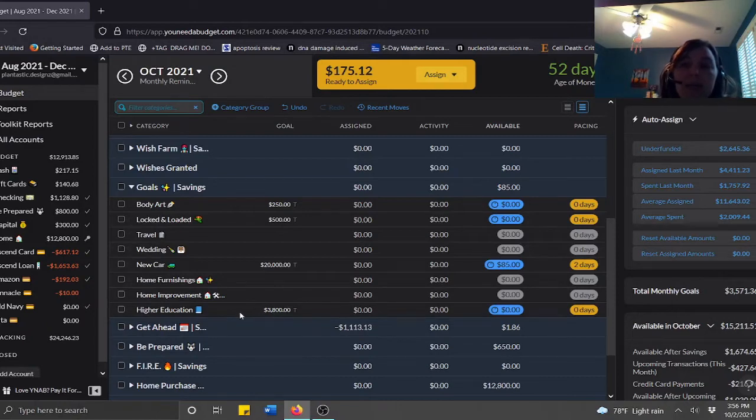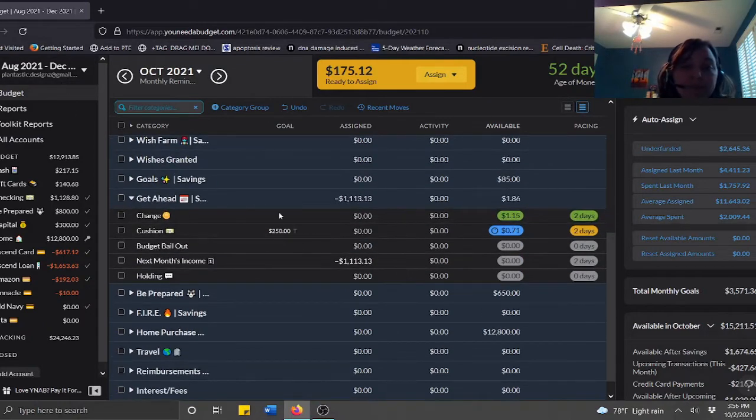I am thinking about going back to school and getting a second degree, but I'm not sure exactly what I want to do yet. I am leaning towards technology, but we will see. Get ahead. So these are categories to basically help me get ahead of my budget. A cushion, which is basically to have money in my checking account so that I don't overdraft, or if a big bill comes out, there's money set aside in that.